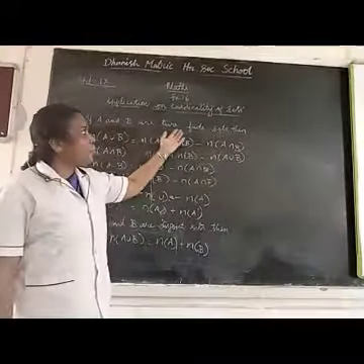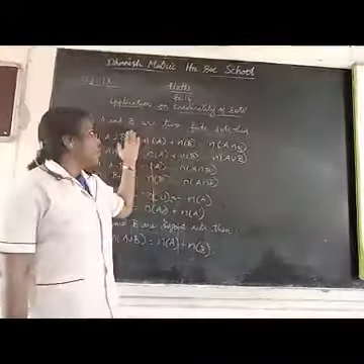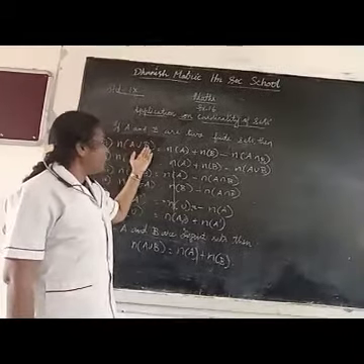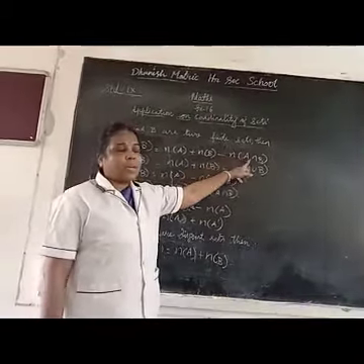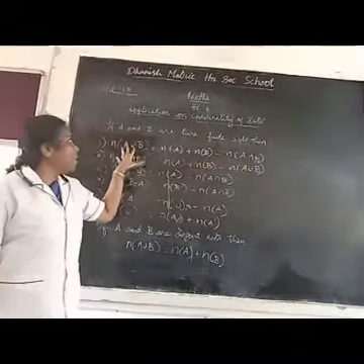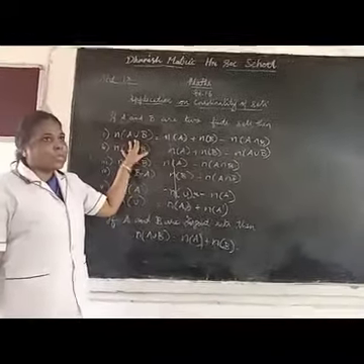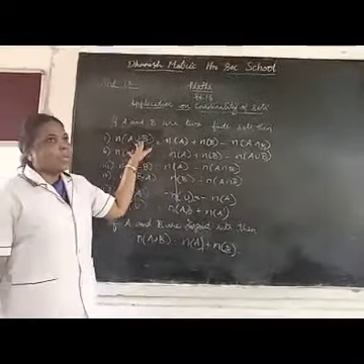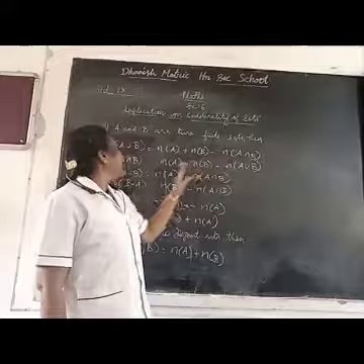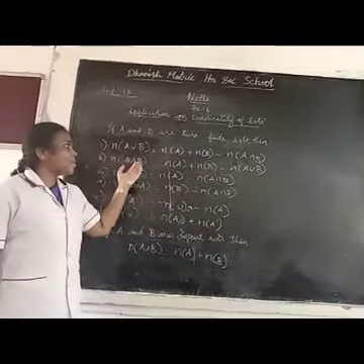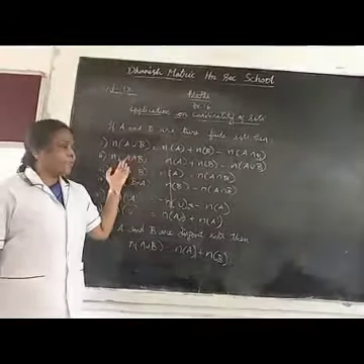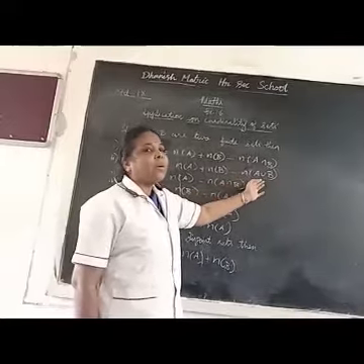Therefore, if A and B are two finite sets, then n of A union B is equal to n of A plus n of B minus n of A intersection B. If you see here, on the left hand side you have union, so on the right hand side you have to use minus A intersection B. Next, n of A intersection B is equal to n of A plus n of B minus n of A union B. See here, on the left hand side, intersection means on the right hand side you have to use the union.